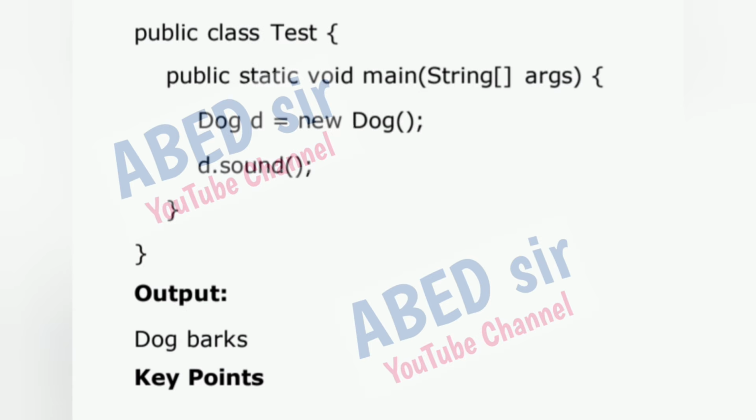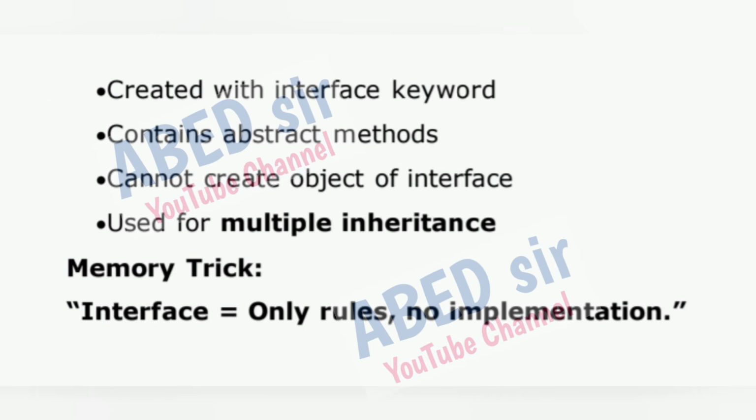Key points. An interface is created with the interface keyword. It contains abstract methods. We cannot create an object of an interface. It is used for multiple inheritance. Memory trick: Interface equals only rules, no implementation.